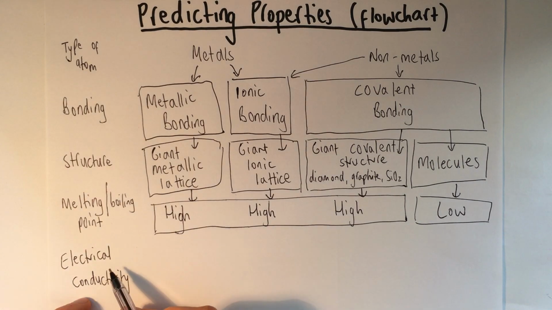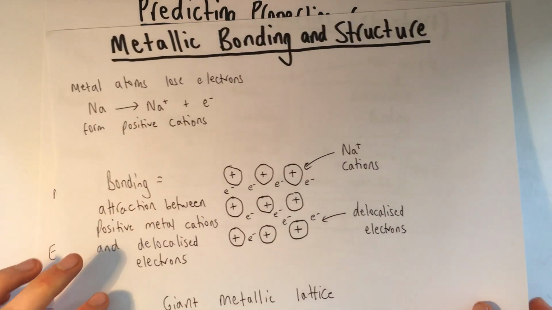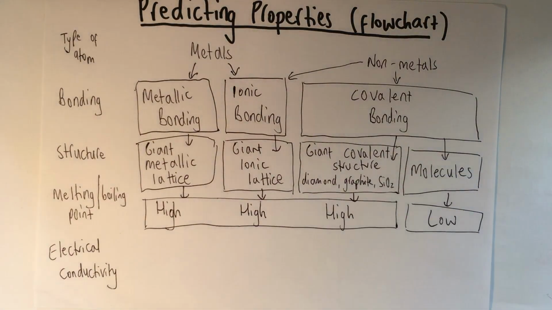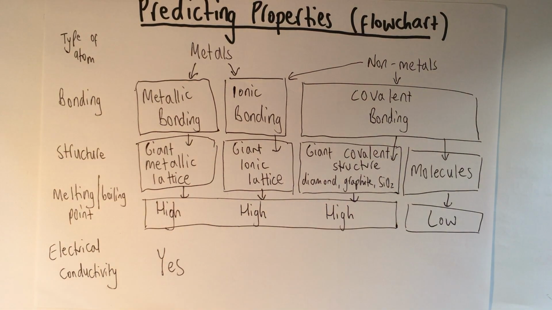Last one then, do they conduct electricity or not? Well, metals, the ones we'll be familiar with, have got delocalized electrons to move through the structure, so they will always conduct electricity. It's because of the delocalized electrons.